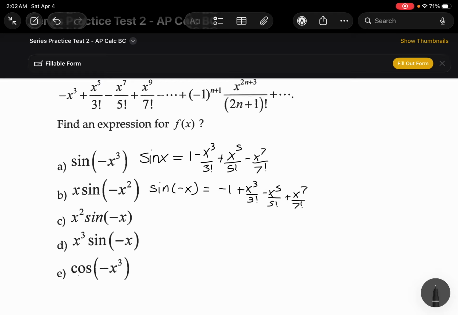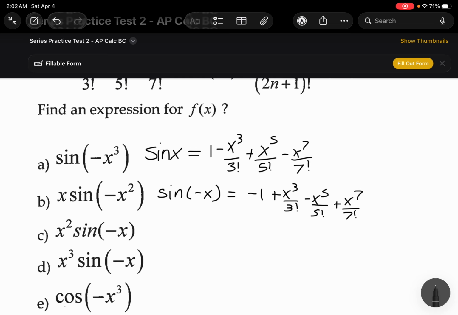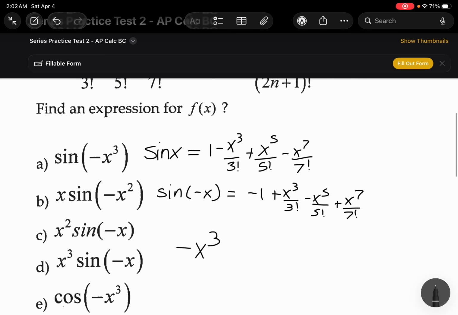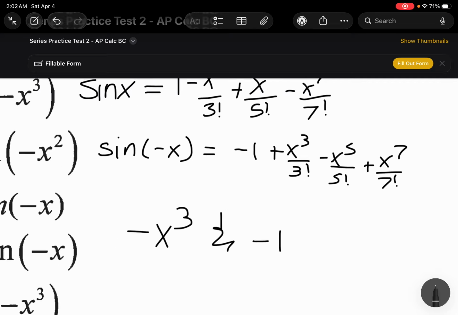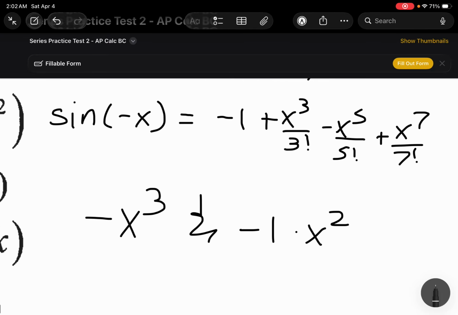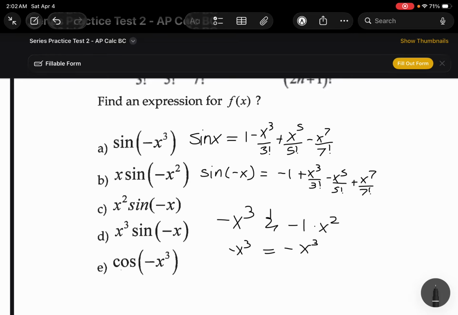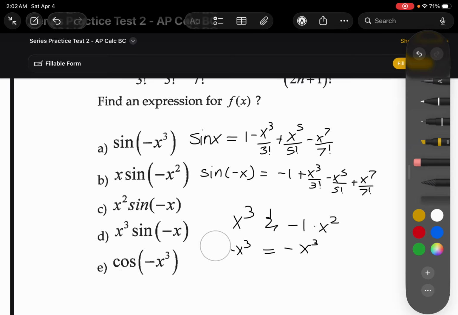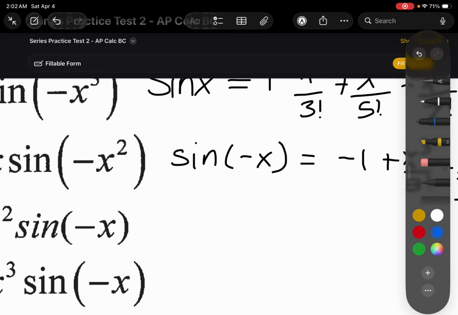What is next? So, what I notice here from negative x cubed and negative 1 is that all we did was multiply x squared to get negative x cubed. So that's what we're going to do. We're going to multiply by negative x squared.